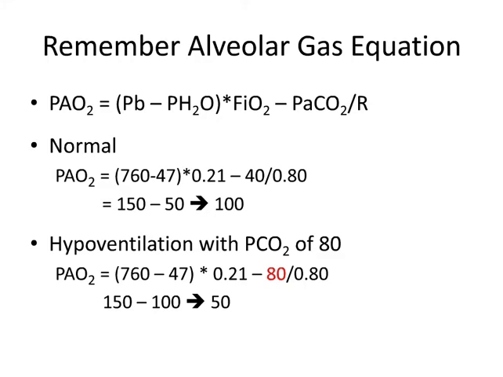Here's an example of how hypoventilation leads to hypoxemia. Just work through the numbers and you will see that in the hypoventilating patient who has a PaCO2 of 80, the resultant PAO2 is 50, which is the best PO2 the capillary blood leaving the lungs will have in the absence of supplemental oxygen.